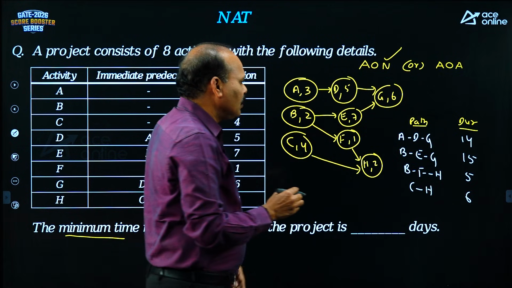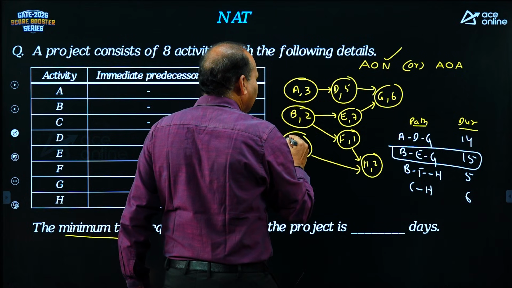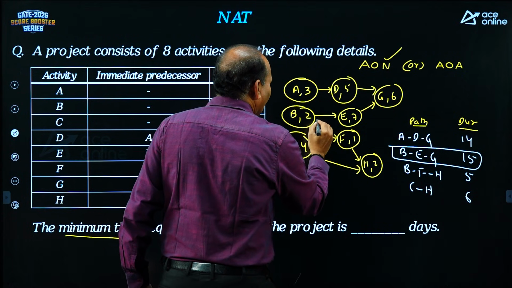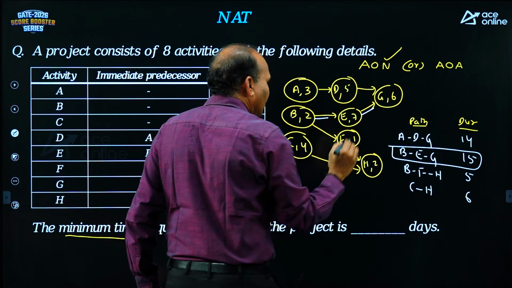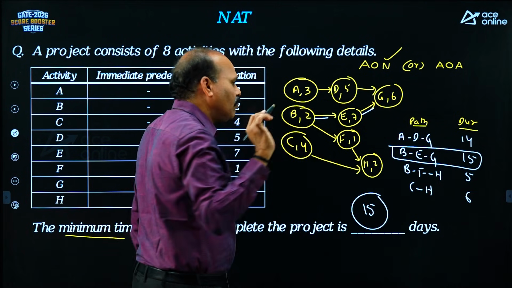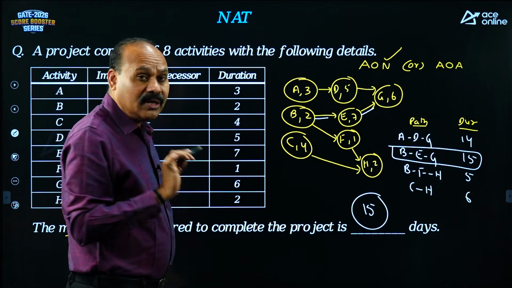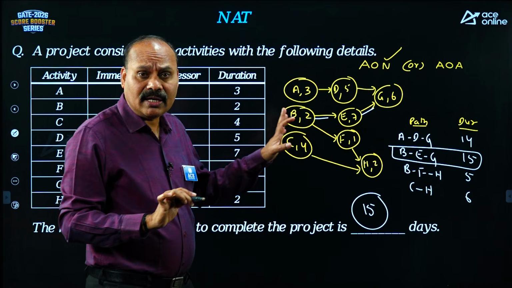What is the longest path in this? BEG. So critical path is BEG. You can highlight BEG. The answer is 15 days. Minimum time required to complete the project is equal to 15 days, the critical path duration. Clear? So the best option is the AON diagram.